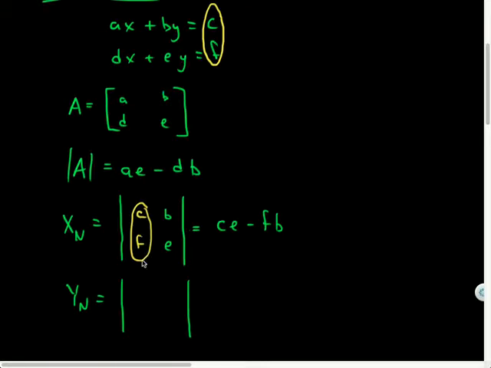So for the Y numerator, look at the symmetry of this concept. It's almost going to be the same as matrix A. I'm going to find the determinant, except this time, catch this, I'm replacing the Y's column with my constants. How wonderful is that? Such beautiful symmetry. So AF minus DC.